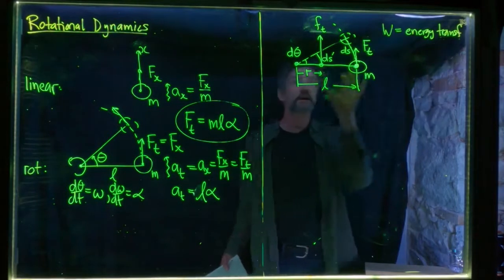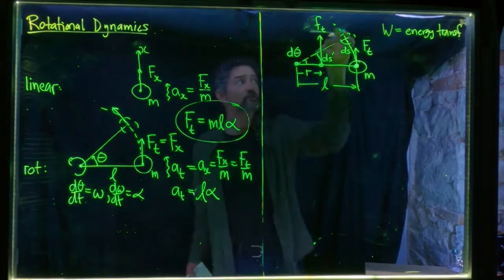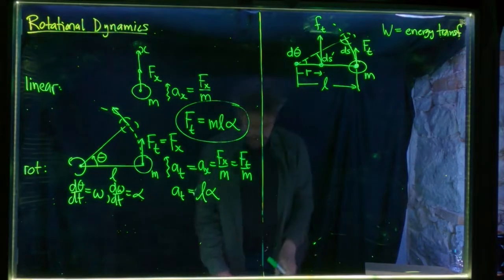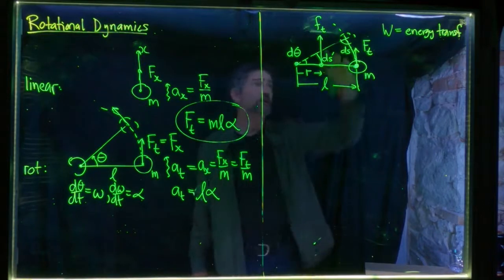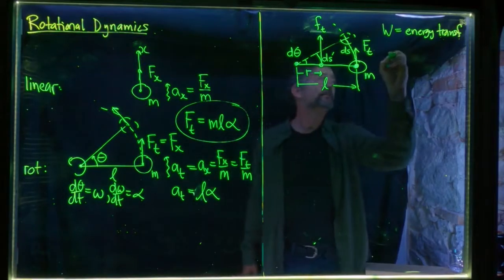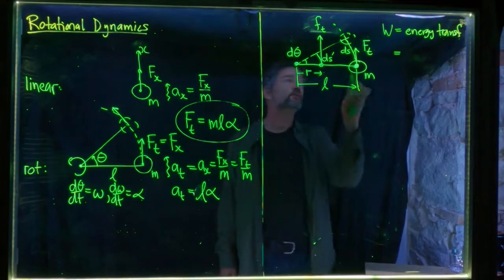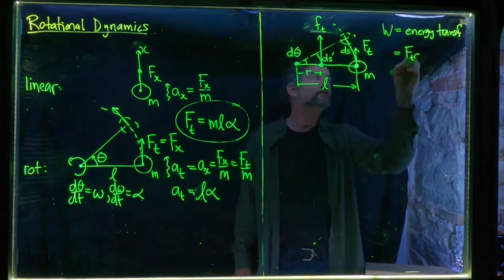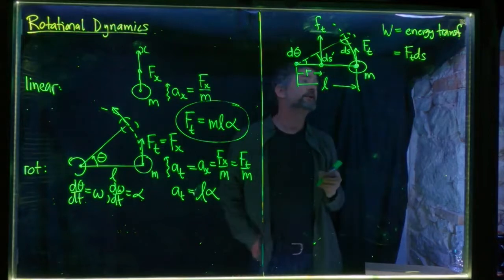In this case, it's kinetic energy. We have this massive object now in motion. There's some kinetic energy for that mass. So the energy transferred is the force times the displacement. They're just parallel to each other, so it's simple. So the energy transferred to the door by force Ft acting through a displacement ds is Ft ds.